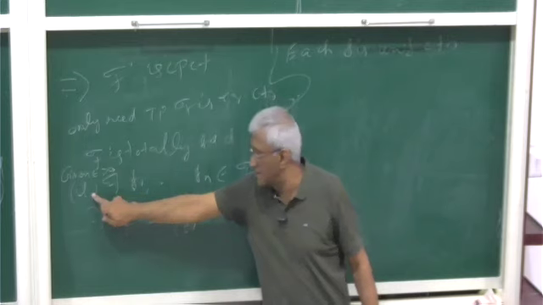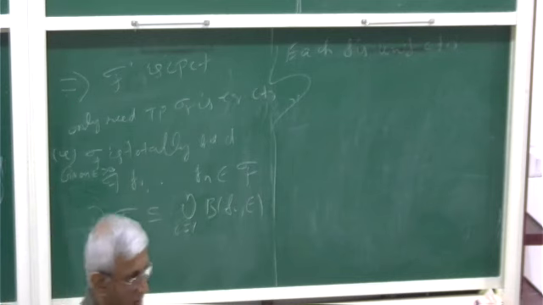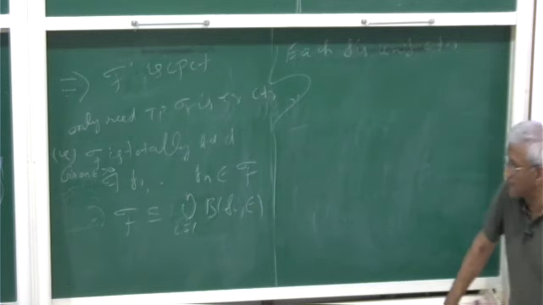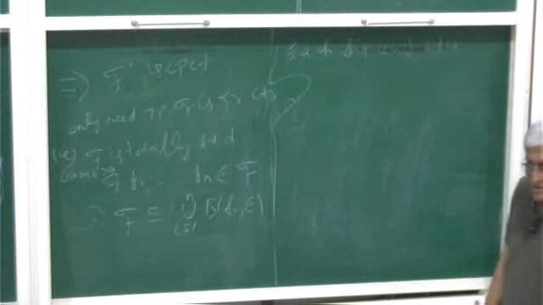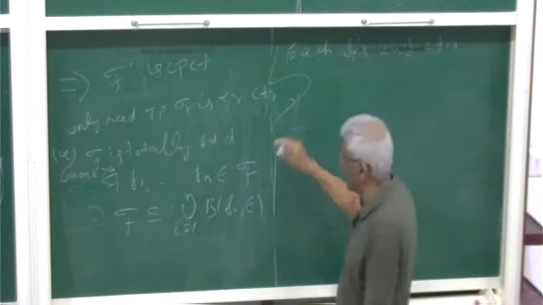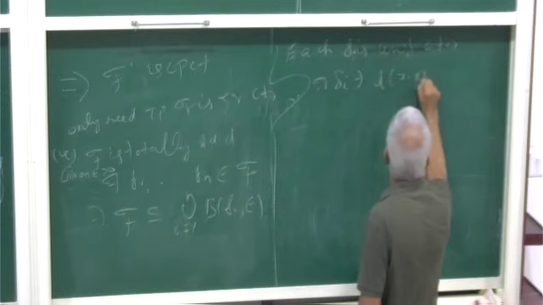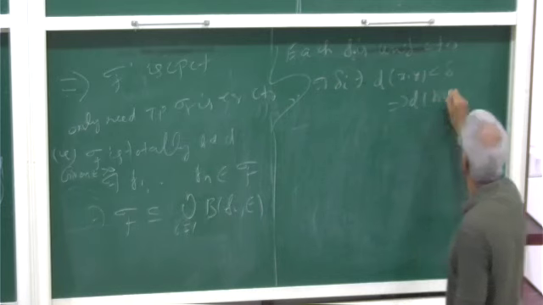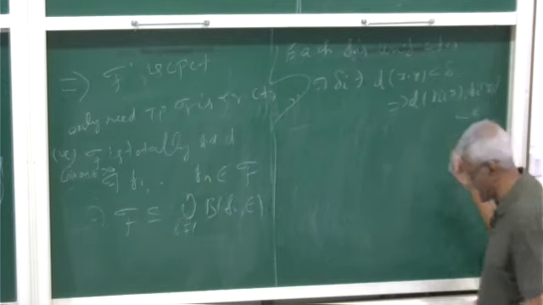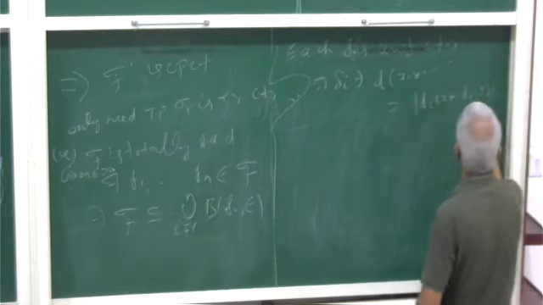Totally boundedness means F is totally bounded. So given epsilon, there exist F1 up to Fn such that the union of the open balls contains F. Now each Fi is uniformly continuous. Epsilon is fixed, so there exists a delta i such that d of x, y less than delta i implies, since it is a complex number, the modulus of Fi x minus Fi y is less than epsilon.